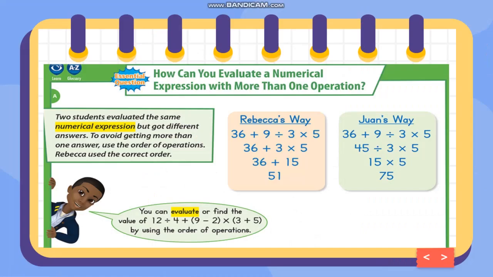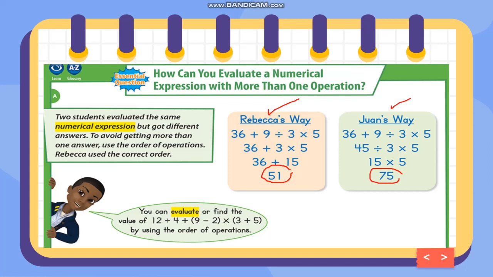Now, how can you evaluate numerical expression with more than one operations? Two students evaluated the same numerical expressions but got different answers. As you can see here, Rebecca's way, one's way, then at the end, they got different answers. So to avoid getting more than one answer, use the order of operations. And let's find out why Rebecca used the correct order and why Rebecca's work is the correct one. So the given is 36 plus 9 divided by 3 multiplied by 5. So what is the rule?